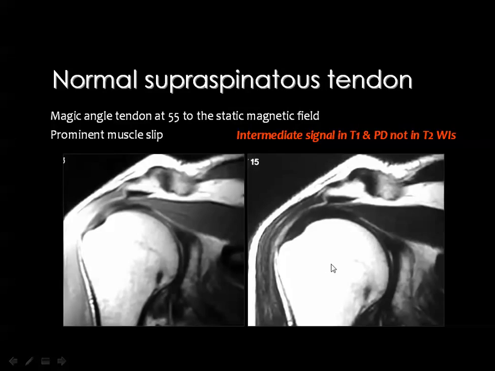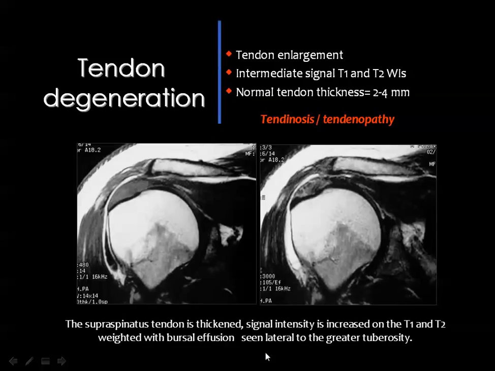And there are many explanations for this finding, including that the muscle slip is prominent, the fat plane between the two slabs of the supraspinatus muscle, and also the magic angle phenomenon, which occurs when a tendon goes through about 55 degrees to the static magnetic field. This phenomenon is appreciated in the peroneus longus tendon in the ankle and also here in the supraspinatus tendon in the shoulder.